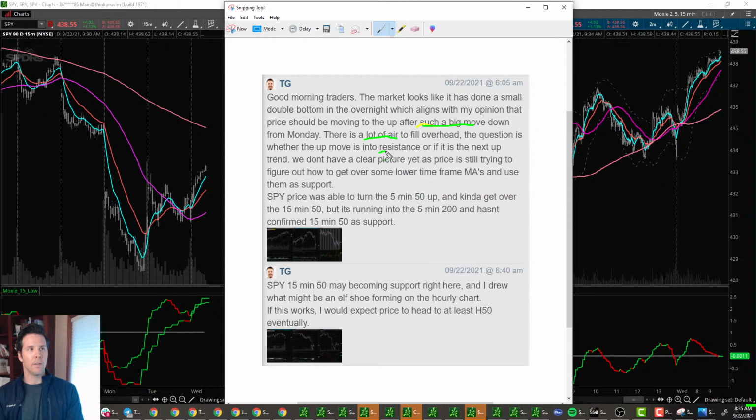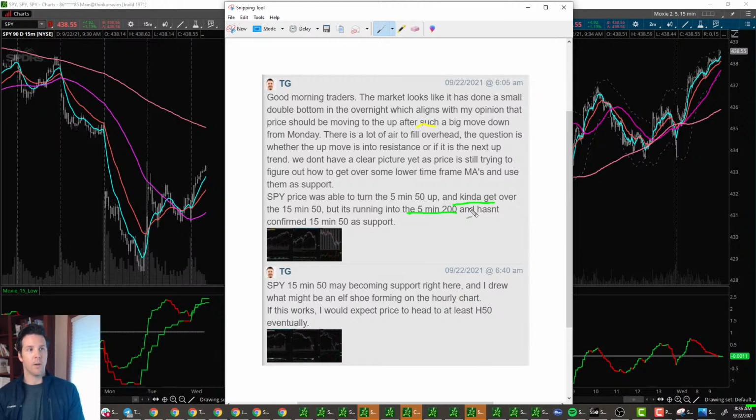What we're trying to do is figure out, is this going to be into overhead resistance longer term? Or is this actually going to be putting in a legitimate low and we're going to actually start moving up? Like maybe this was a good way to kind of clear things out and we're off to the next bull market. So what I was looking at is I want to see price get over the 15-minute 50, and then we want to see it get out of some of this resistance.